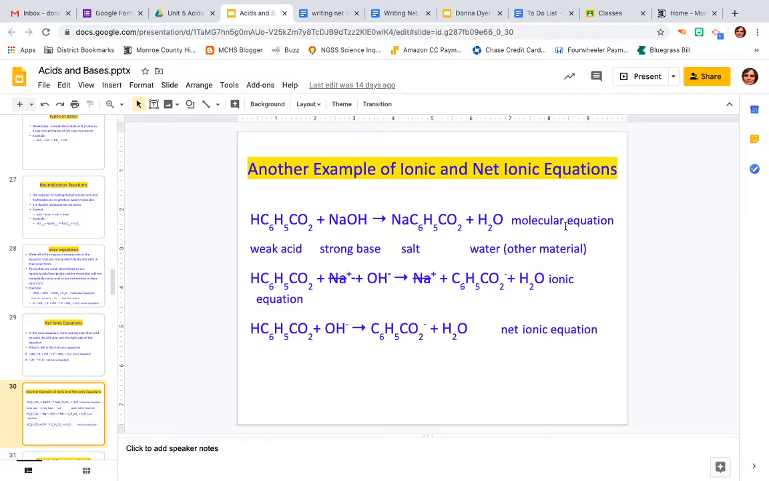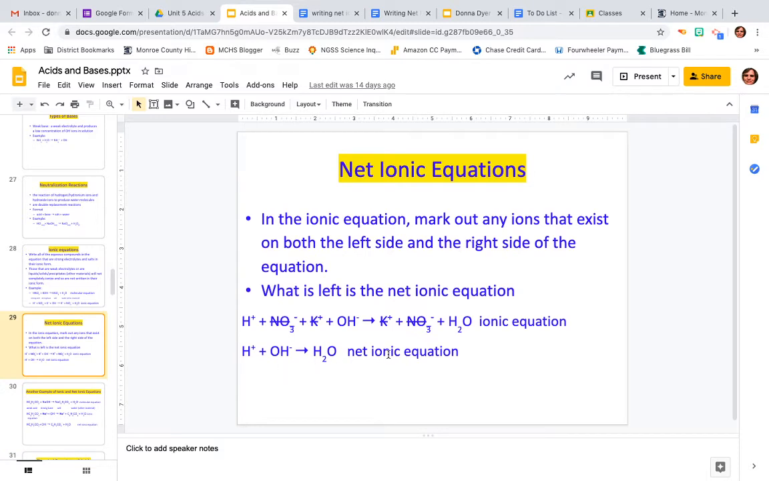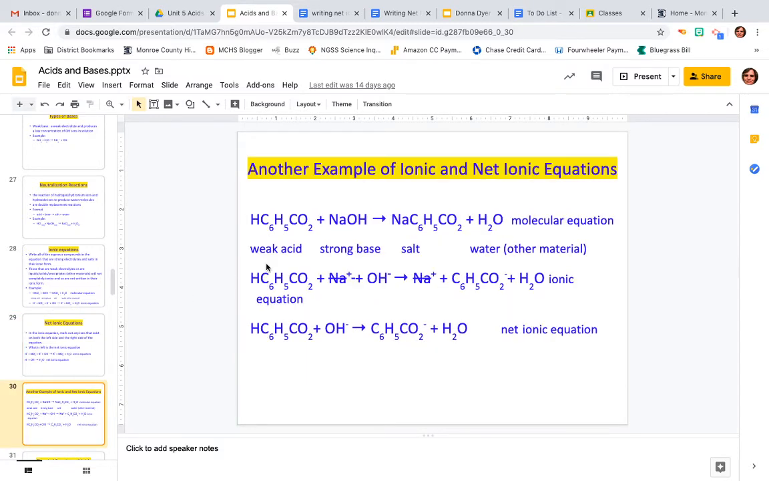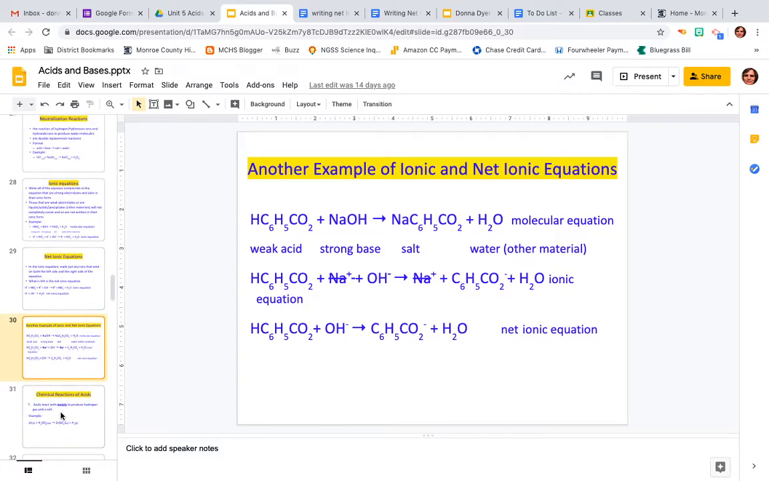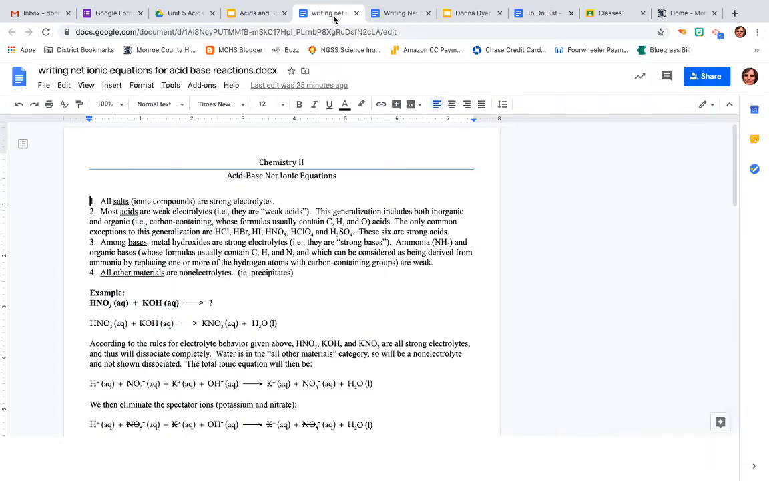So again, if you have a strong acid and a strong base as your reactants, then this will always be your net ionic equation. But if you don't have both a strong acid and a strong base, for example, here we have a weak acid, then notice how our net ionic equation is different. All right.